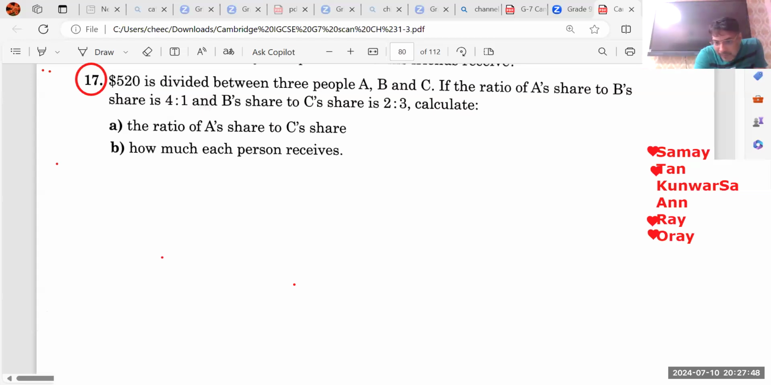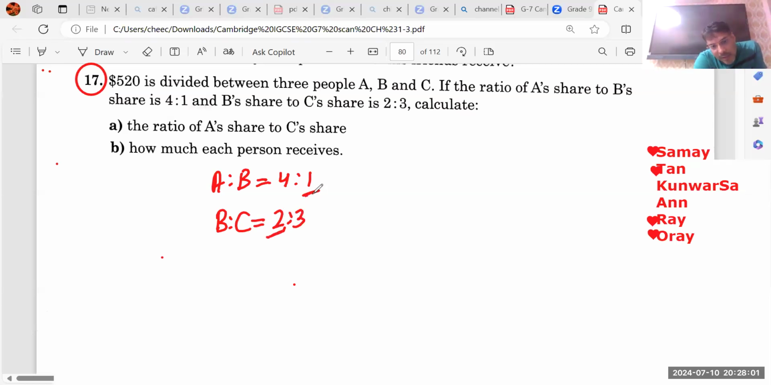Whenever you get questions like this, A is to B is 4 is to 1, and B is to C is 2 is to 3. So you make them same. How can you make them same? By writing this as 8 is to 2. This you understood?